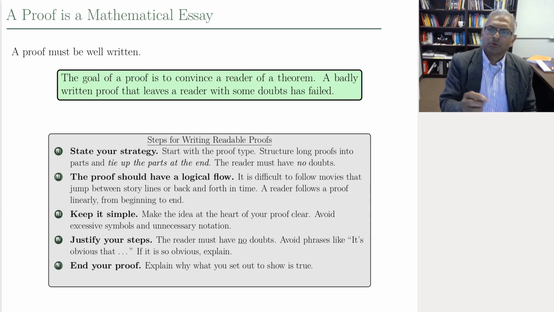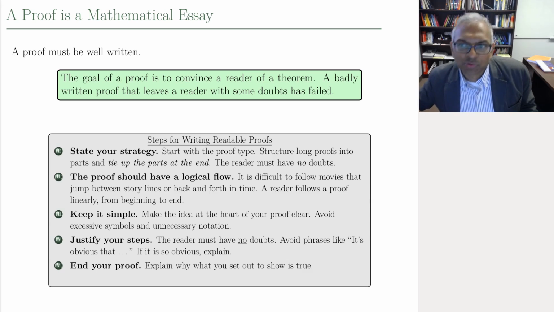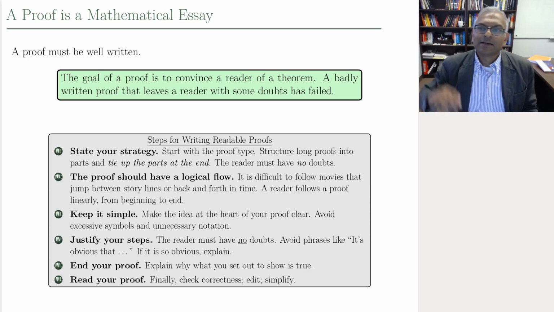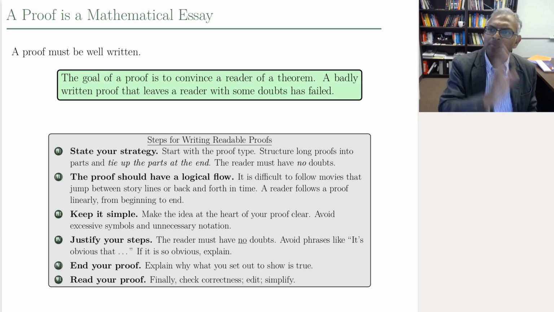And your proof. So if it's a direct proof, you assume P. Now you need to prove that Q is true. Okay, so you say, and so we have proved that Q is true, concluding the proof. Okay, and last step, but very important, read your proof, check it for correctness, edit it, simplify if possible.